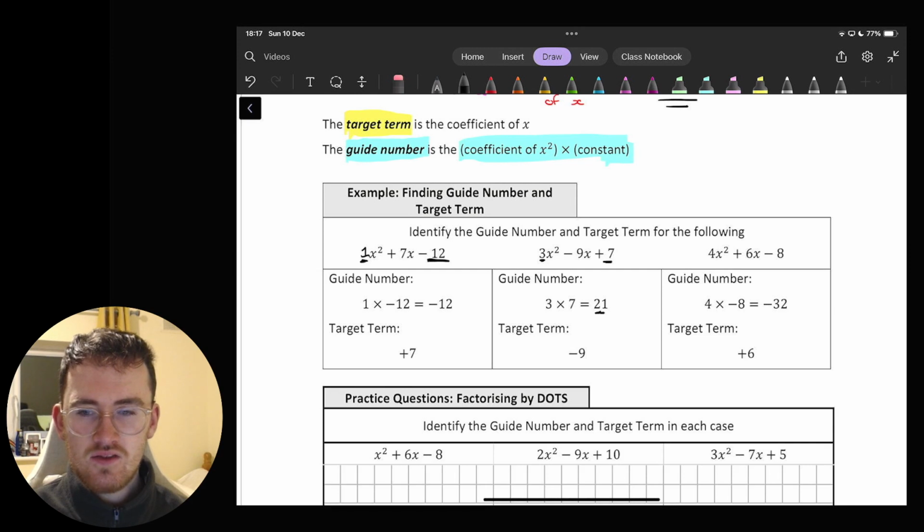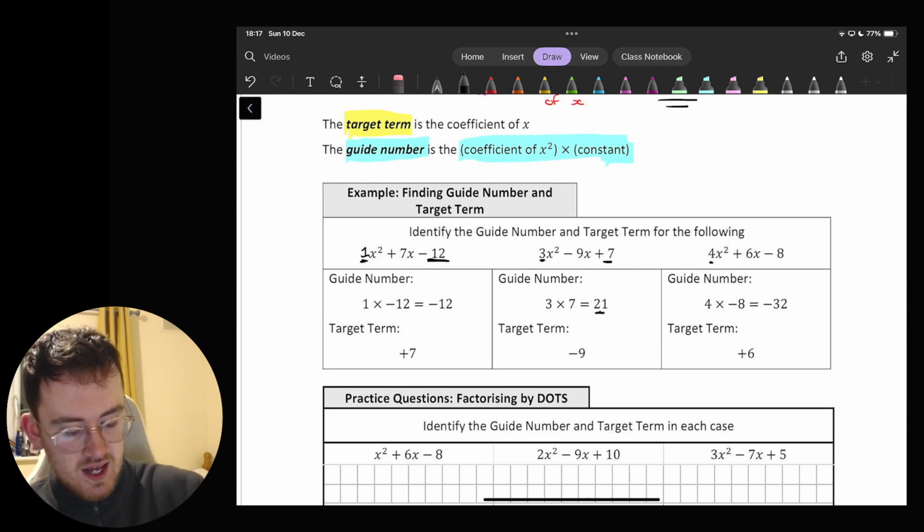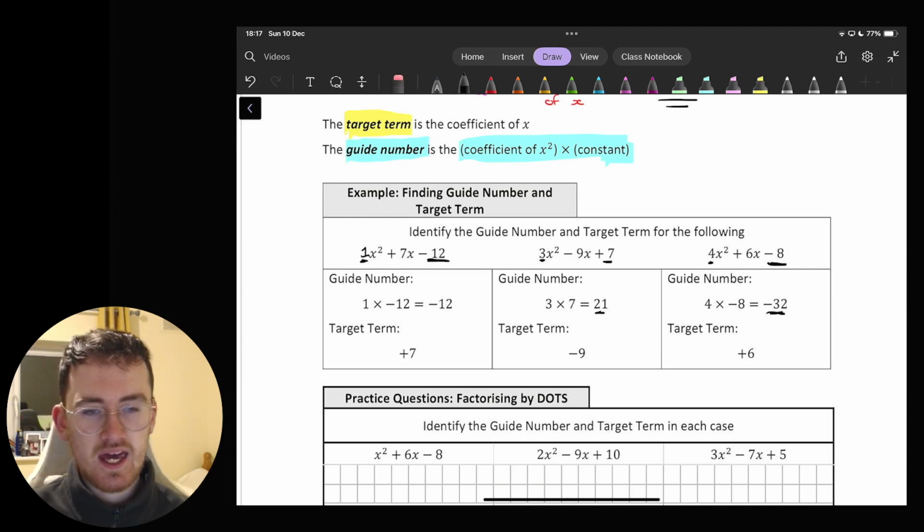And see there, even when we're looking for target term and guide number, we're taking those signs with us all the time. So it's not just 12 for the first one, it's minus 12. Here the target term is not just 9, it's minus 9, negative 9. Same for the last one here. Then again, 4 multiplied by minus 8 gives me overall a minus 32 as my guide number there. My target term then is the plus 6 in the middle.